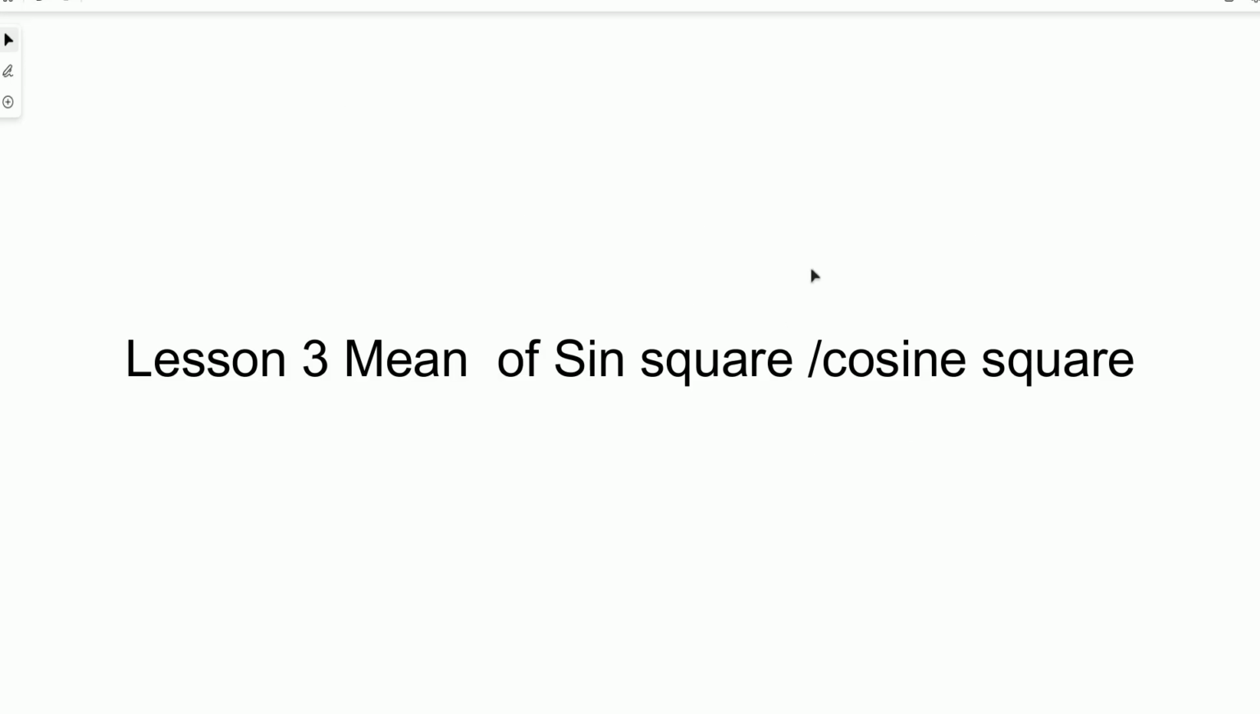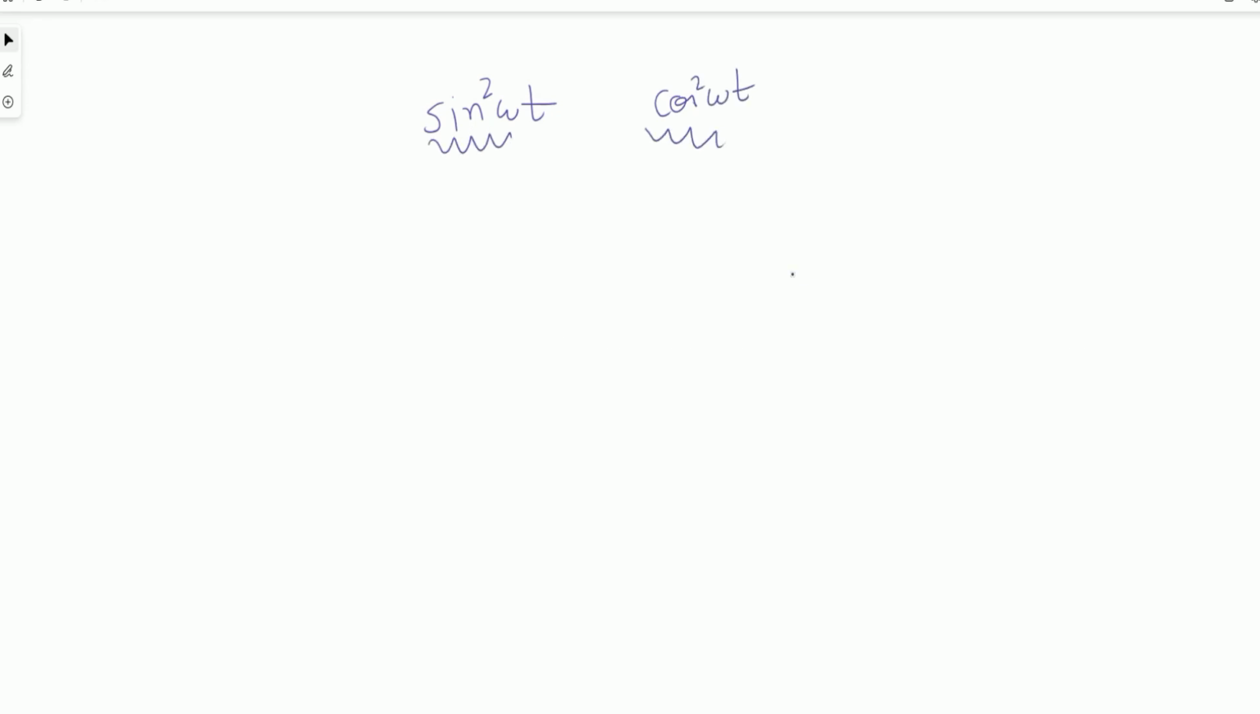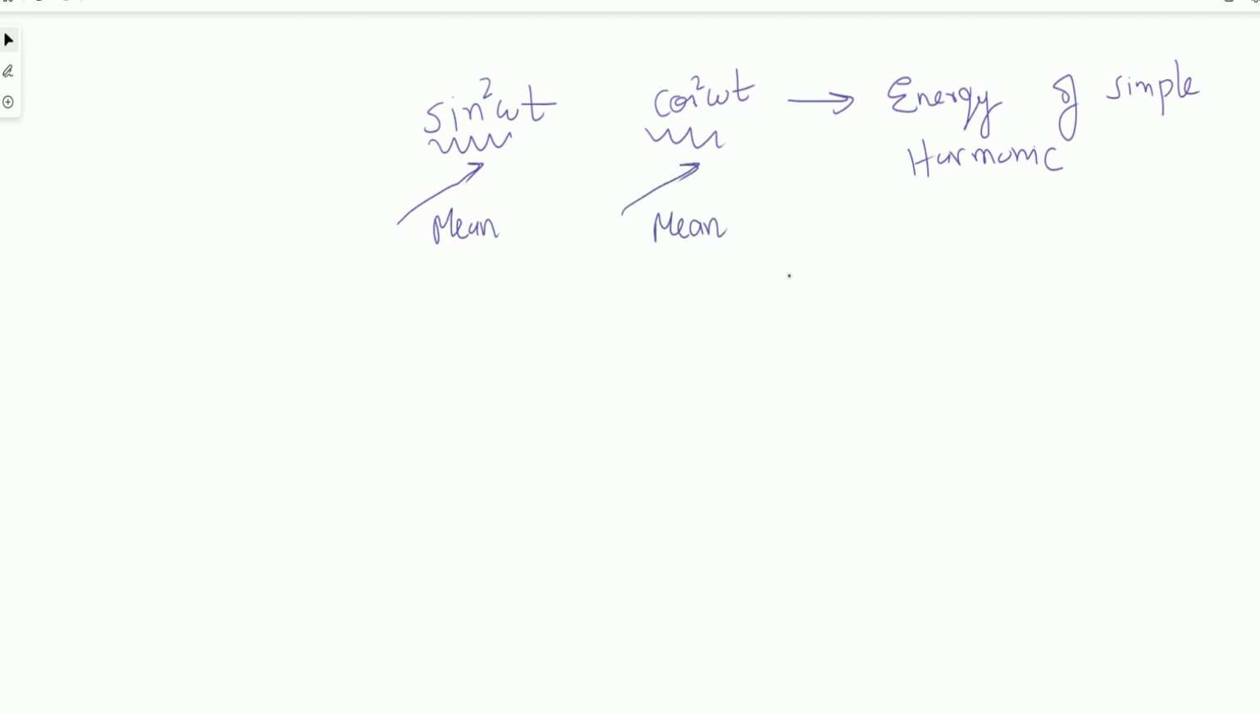All right, so let's move to the next topic, which is how do we find the mean of the square functions, which is sine square and cos square omega t. So we're trying to find the mean of sine square omega t and cos square omega t functions. These appear in the expression of energy of simple harmonic motion, right? So we will now study how to find the mean of these. We have to find the mean of these over a complete cycle. Be very careful of the word complete cycle. That is what you need to be careful about.